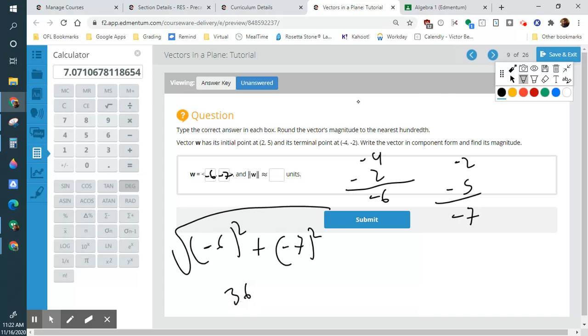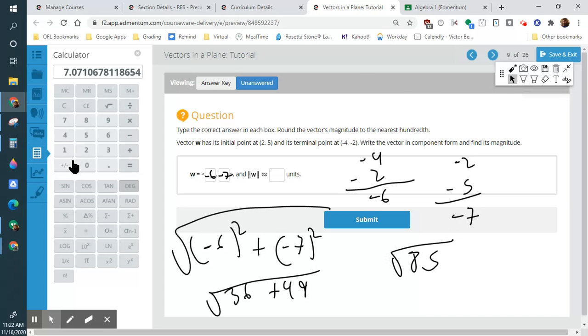That's going to be 36 plus 49, and that's going to be, someone can check my math later. I want to say square root of 85. Well, I guess Edmentum can, because I'm just going to type it in here. So I'm going to do square root of 85, and they want it to the nearest hundredths again. So in this case, it's 9.22.